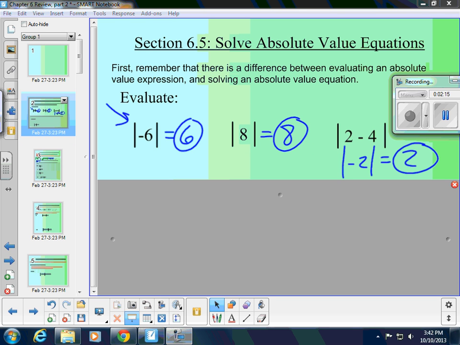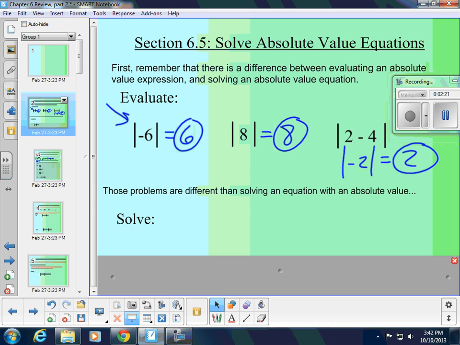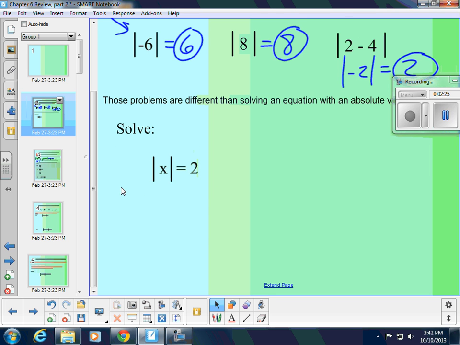So going back to the first page, we can talk about evaluating an expression that has absolute value in it. We can also solve absolute value equations, which is what this section title is. So that's what we're going to concentrate on a little more. A problem like this says solve, and it says take the absolute value of x. Your answer has to be equal to 2. So whatever numbers I put in for x here, they have to be numbers that when I take the absolute value of them, I get 2.